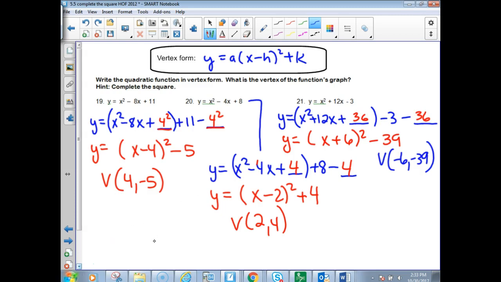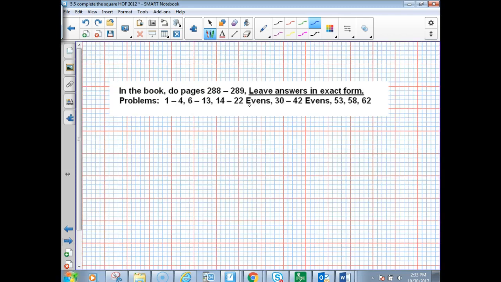You know your assignment. I'm about to hand it to you. It is on this book page, 288, and I have typed it up for you.